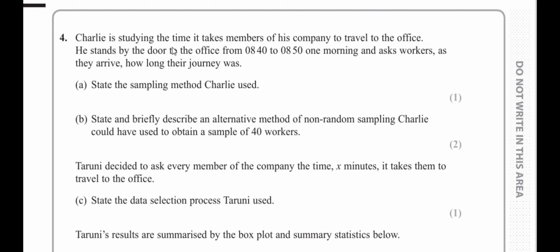Question 4. Charlie is studying the time it takes members of his company to travel to the office. He stands by the door to the office from 8:40 to 8:50 one morning and asks workers as they arrive how long their journey was. State the sampling method that Charlie used. Standing at the door for a period of time and interviewing the people who come along at that time is a good example of convenience or opportunity sampling.